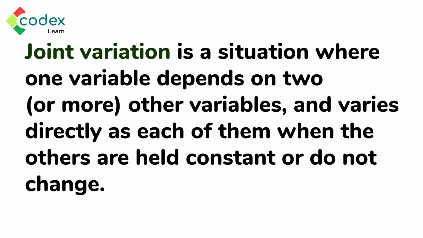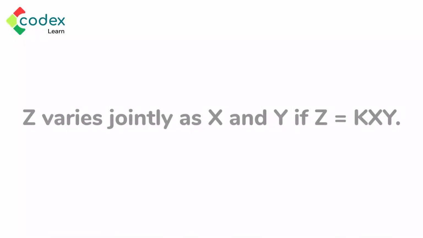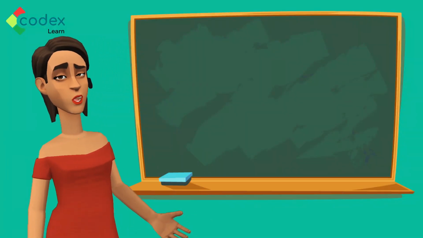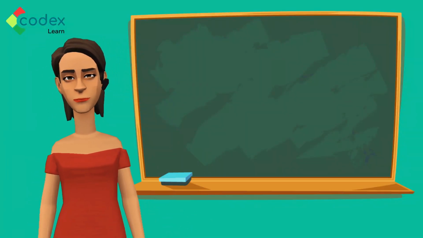Joint variation is a situation where one variable depends on two or more other variables and varies directly as each of them when the others are held constant or do not change. For example, we say z varies jointly as x and y if z equals kxy. Let's learn some steps in solving problems on joint variation.